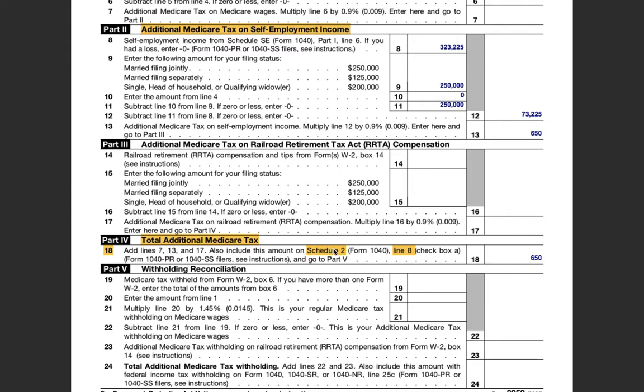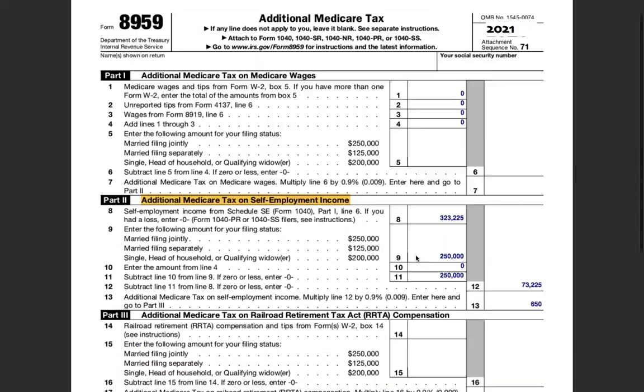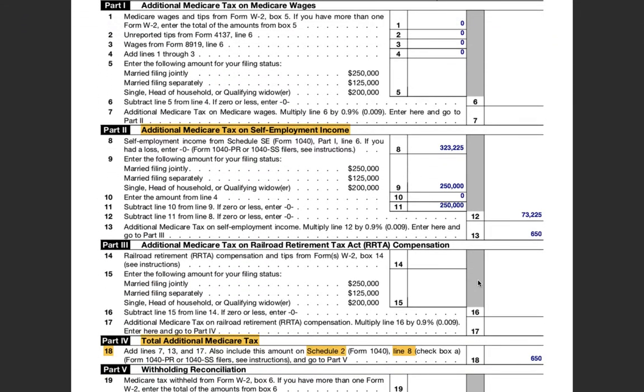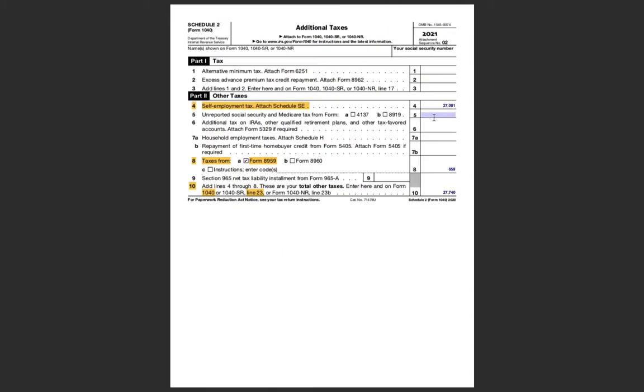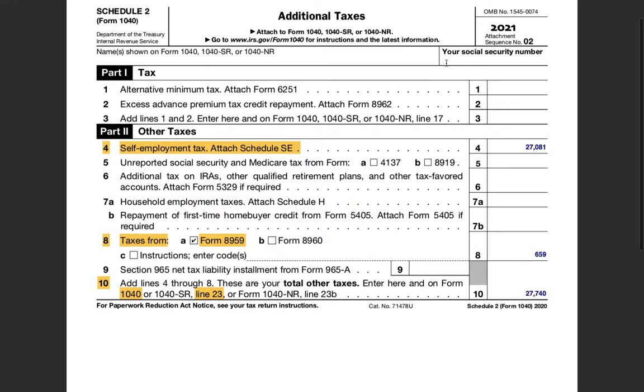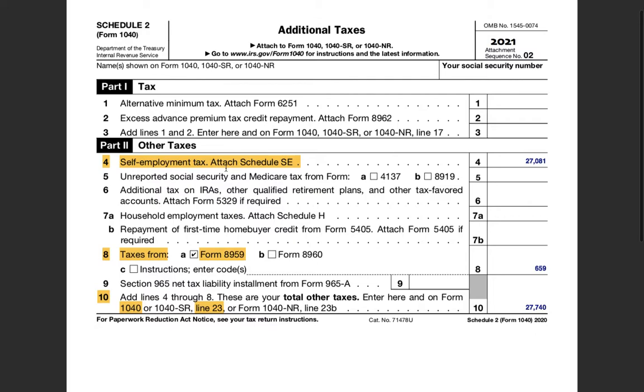So this is going to go on Schedule 2. Now we have Schedule 2, line 98. Let's go to Schedule 2. Schedule 2 is pretty short. Basically it's additional tax if you're self-employed. So your self-employment tax, this one is without the additional Medicare tax, right?